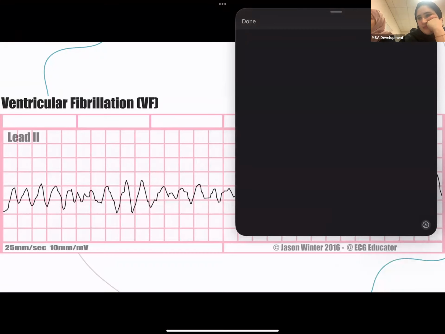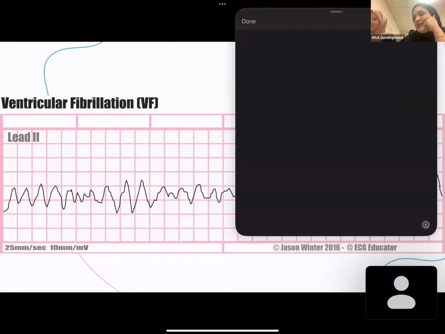The last thing, I think. Is everything clear on the ECGs? Yeah, that's everything for ECGs.